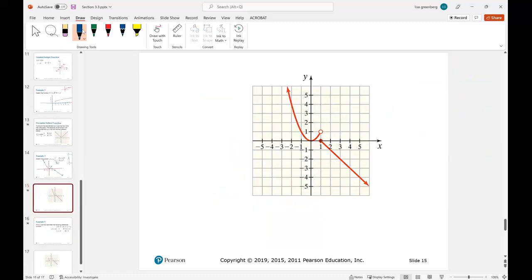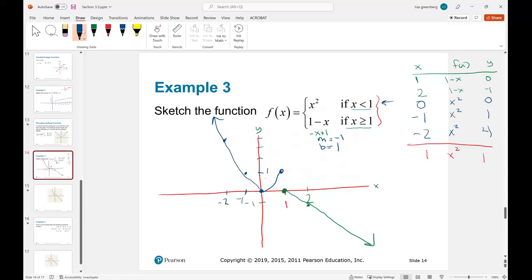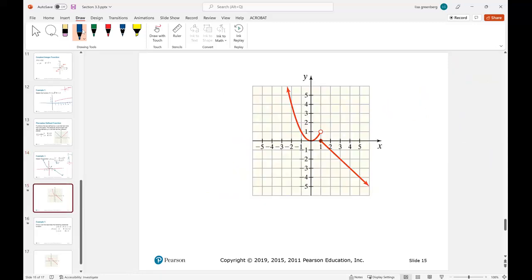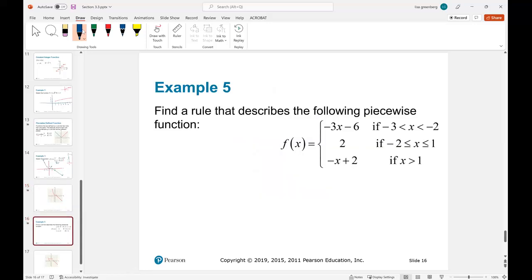And oh, look, there's a much prettier picture of exactly what we just did. So if I look at what we graphed, it looks very much like this, except this one is, of course, much prettier. Now let's find the rule that describes the following piecewise function. Find a rule. So what are we going to do? I think we need to just graph it. So let's see.